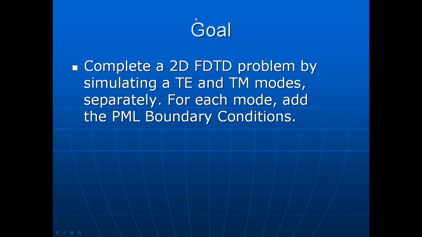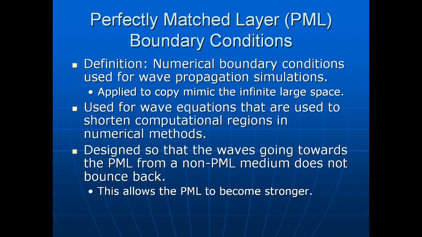So pretty much the goal for the second one is that I had to complete a 2D FDTD problem by simulating TE and TM modes separately. For each mode, I'm supposed to add the PML boundary conditions. So the main question before diving into the design approach is, what is a PML and what is it used for?